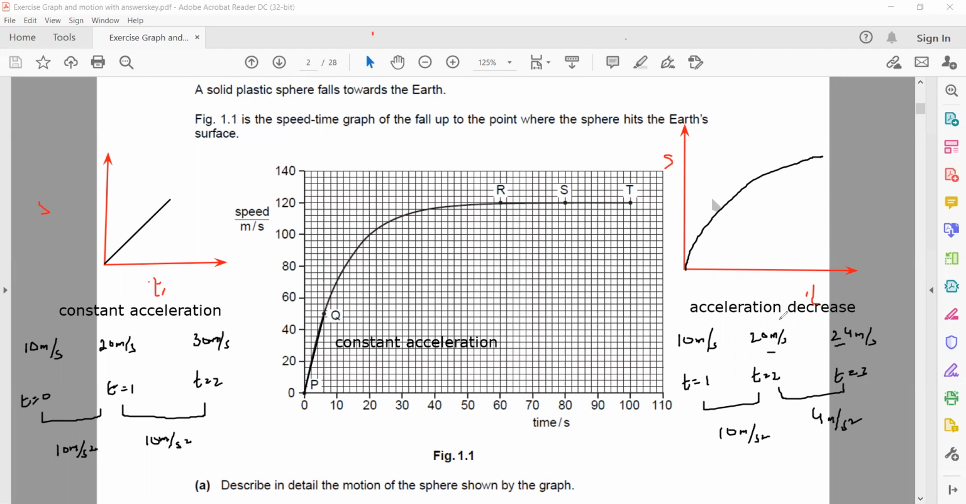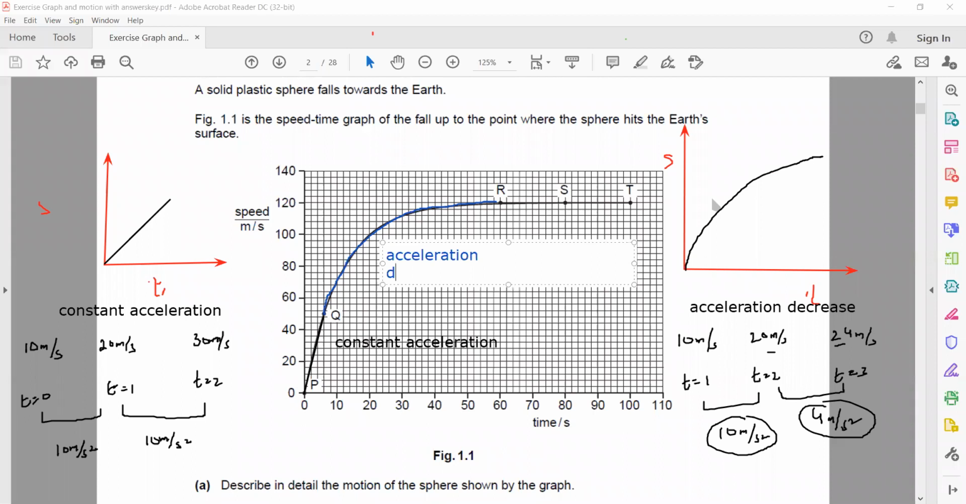So you can see the speed is increasing, but the acceleration is decreasing. So we'll have this graph. You will mention from position Q to position R, the acceleration is decreasing. And from R, S, and T, it's a straight line.